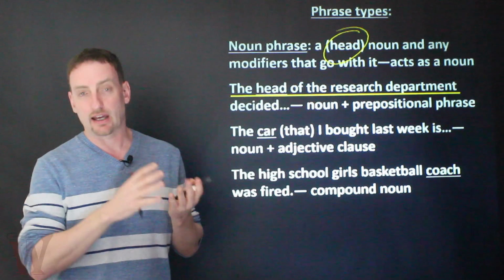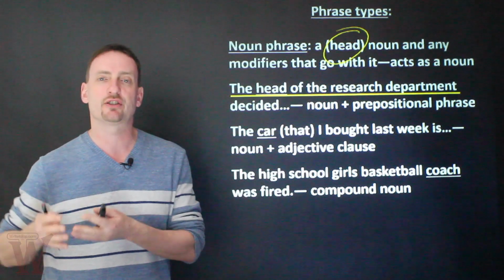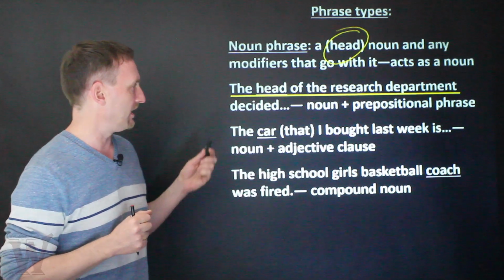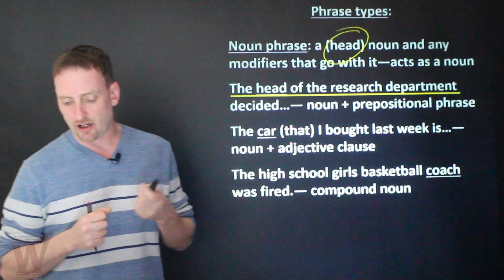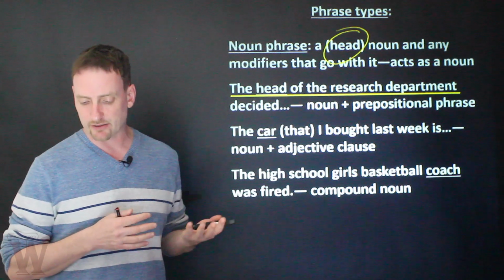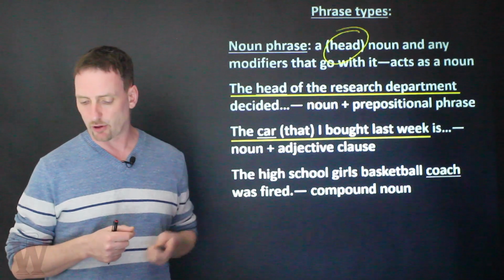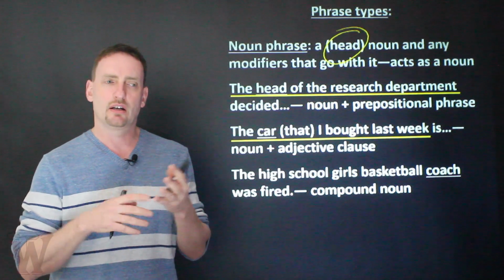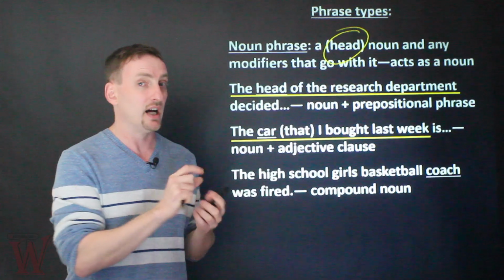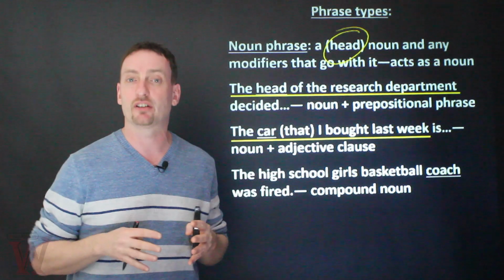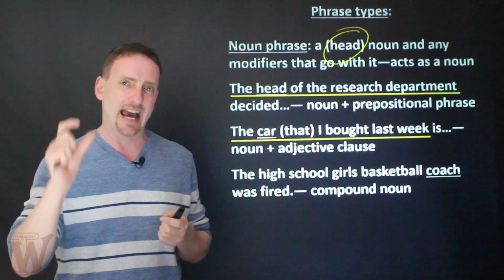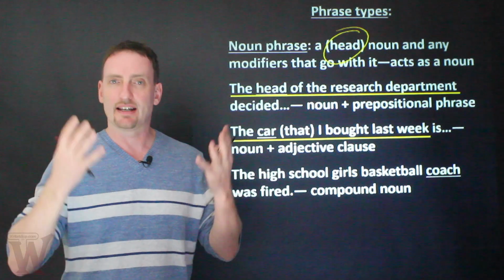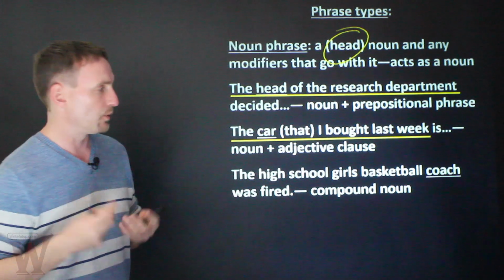Here I have a noun, head, plus a prepositional phrase, of the research department, working to identify head of what, right? The specific head. Then the next one, the car that I bought last week, or the car I bought last week, and then you go on, is red or whatever. Here I have a noun plus an adjective clause. Now remember that because I have the car, and I have the article the, which means we're talking about a specific definite car, I need to identify it. So the adjective clause is part of this noun phrase. The whole thing together is the subject of the sentence, is the noun working as the subject.